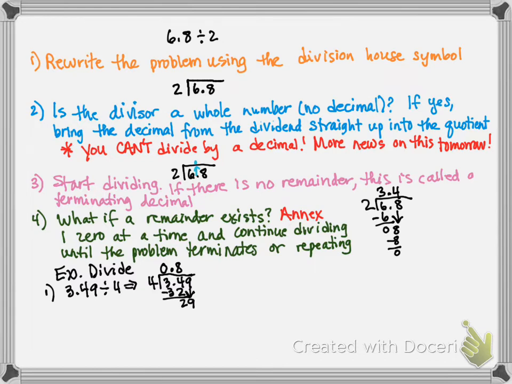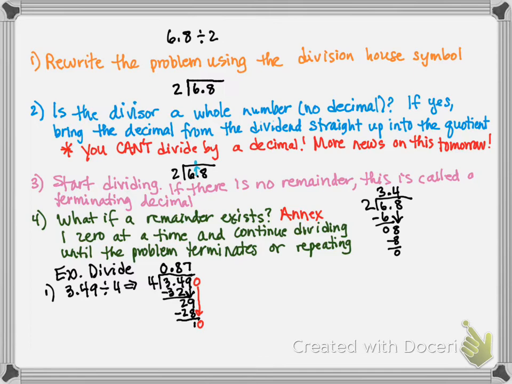4 goes into 29 7 times, which is 28. We subtract, and we have a difference of 1. And this is where we run into a problem. I have a remainder, but I have no more digits. So what we're going to do is annex a 0 one at a time and bring it down.